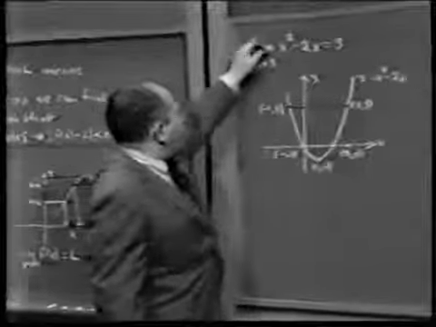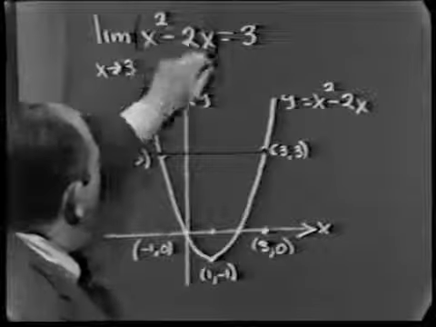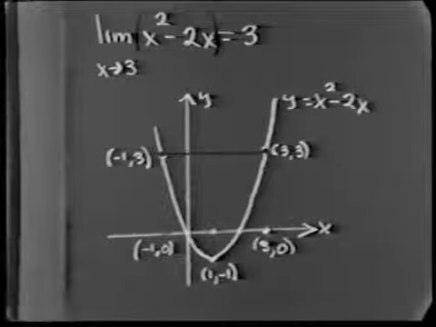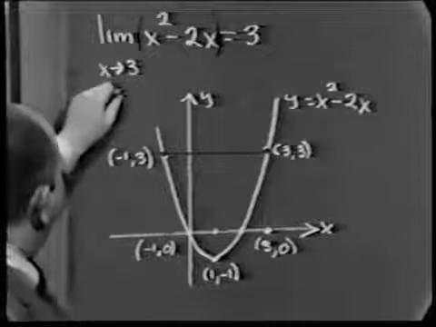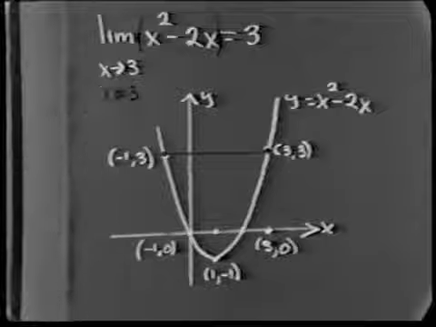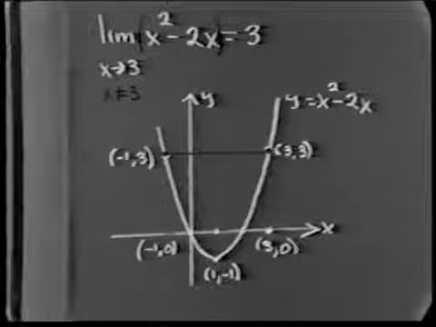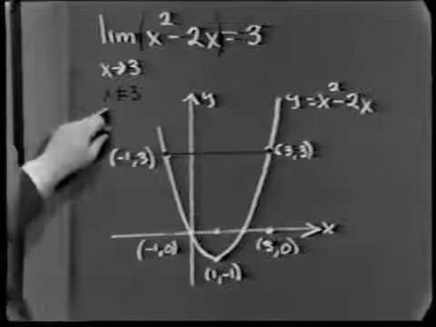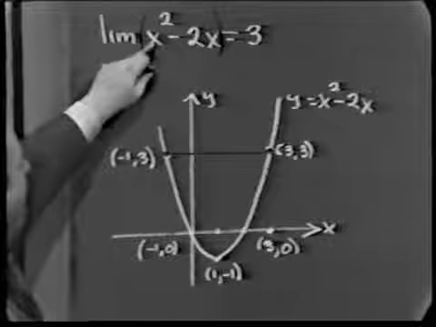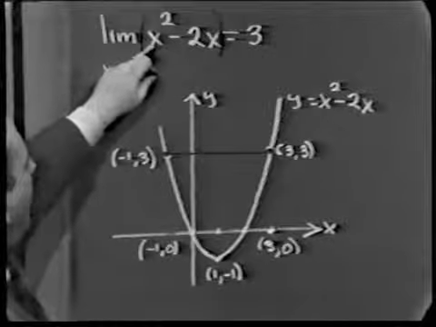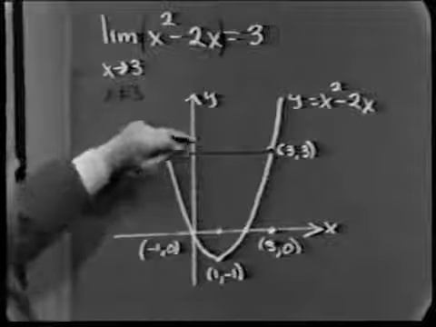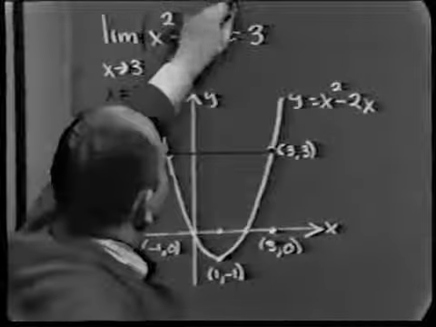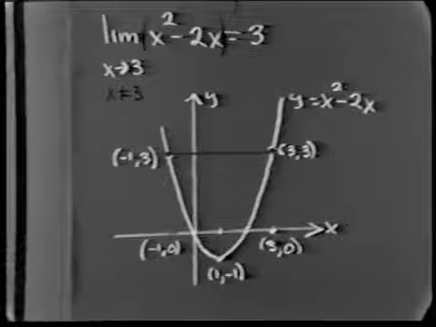Let's look at the expression, the limit of x squared minus 2x as x approaches 3. Now, of course, we don't want x to equal 3 here, but let's cheat again and see what this thing means. Our intuition tells us that when x is 3, x squared is 9, 2x is 6, so 9 minus 6 is 3, and we would suspect that the limit here should be 3.